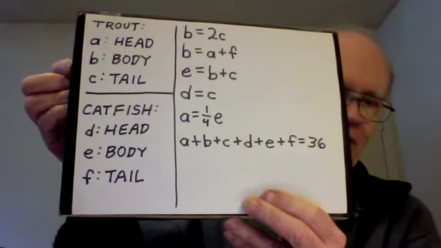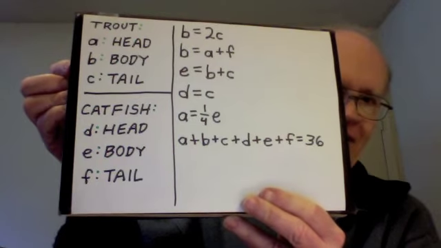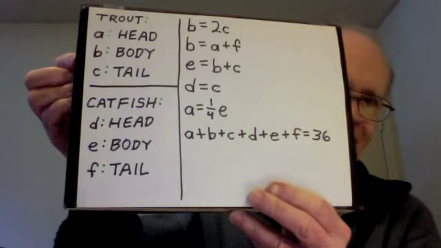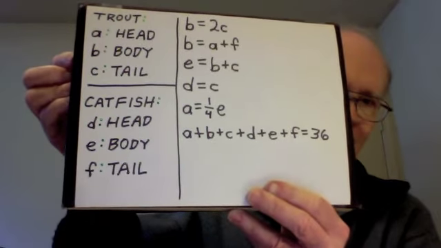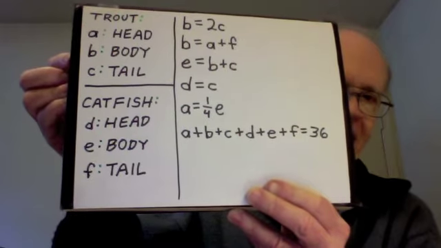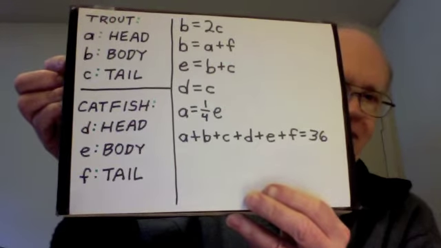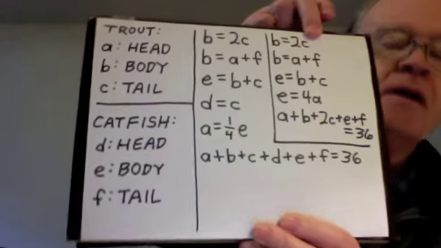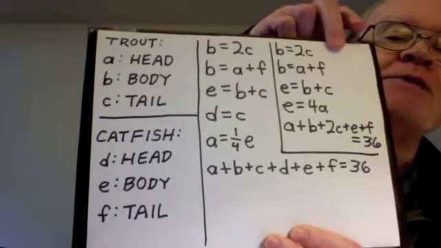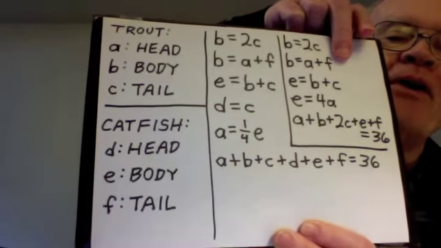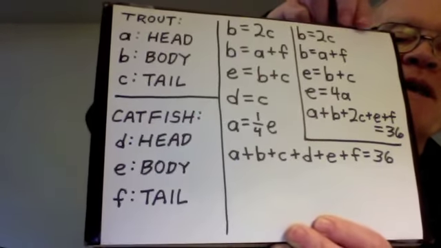Our task is to whittle it down to a system of 5 equations and 5 variables, then 4, then 3, then 2, then 1. And there are a bunch of ways of doing it. I will start by eliminating D. So I copy the first equation, B equals 2C, and the second, B equals A plus F, and the third, E equals B plus C.